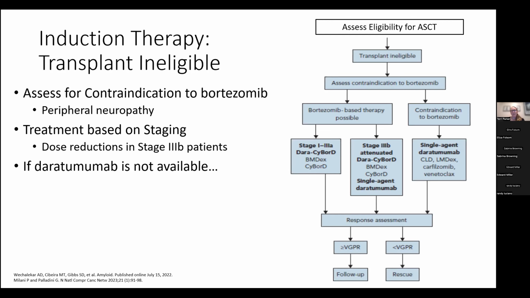So if you're in an area where daratumumab is not available, which could be parts of the world not here in the United States, then we could utilize induction regimens such as cyclophosphamide, bortezomib, dexamethasone without the dara, or bortezomib, melphalan, dexamethasone.